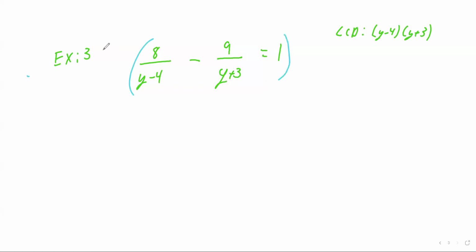So therefore, I would multiply the entire equation by y minus 4 and y plus 3 to everything. But this time, just like before, when you were cross multiplying, you had to do it to both sides.